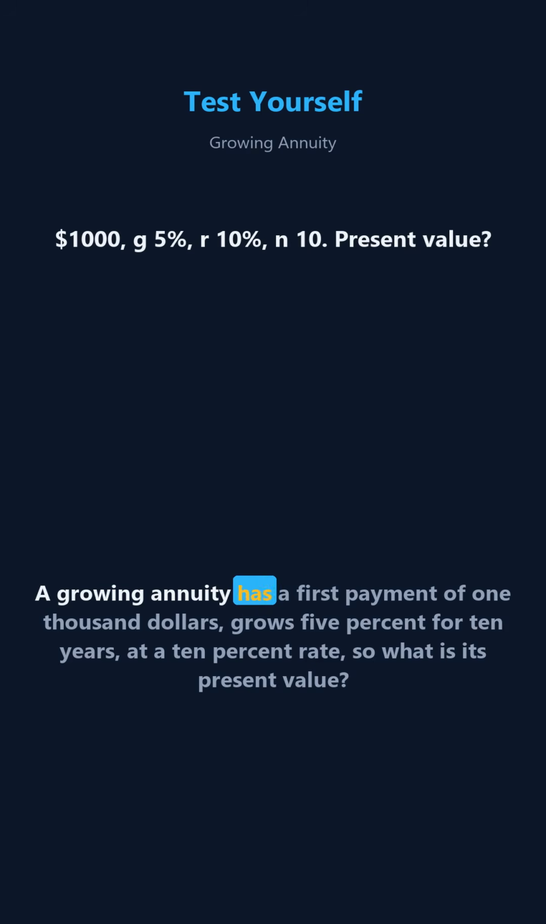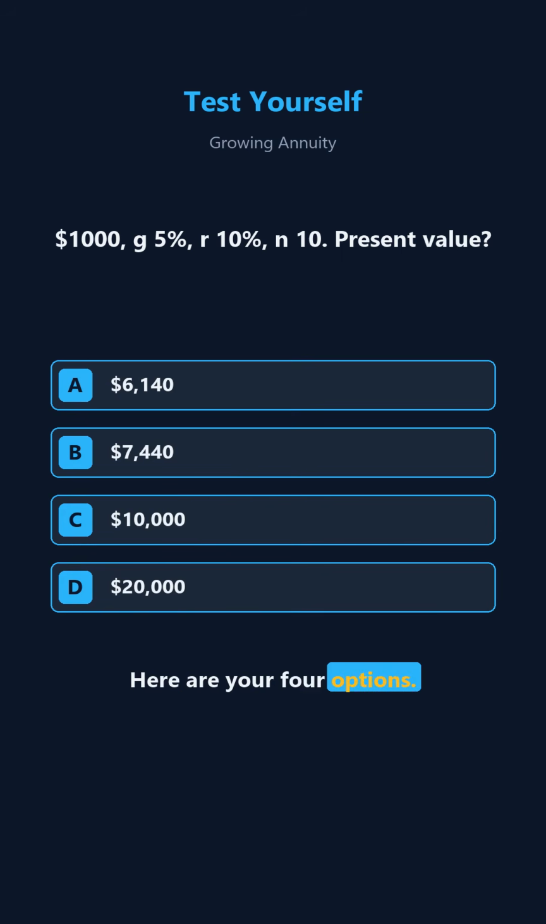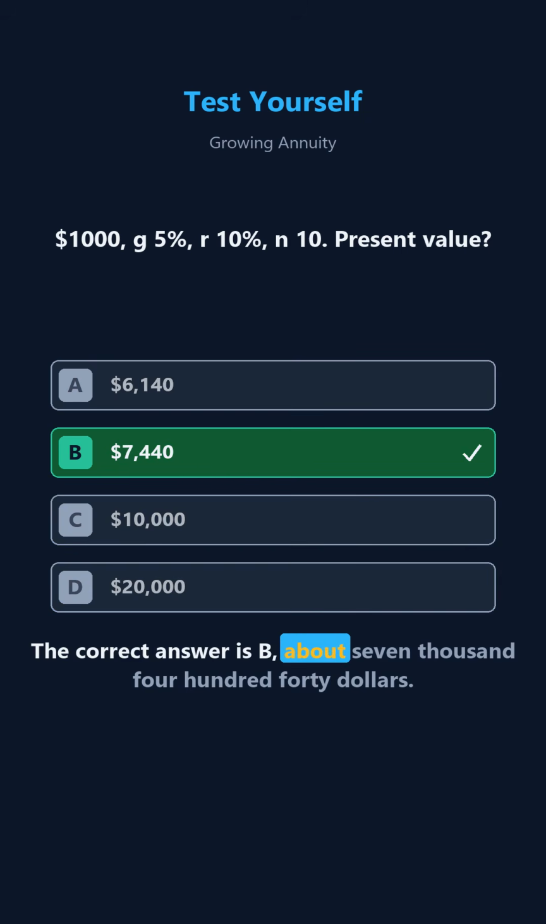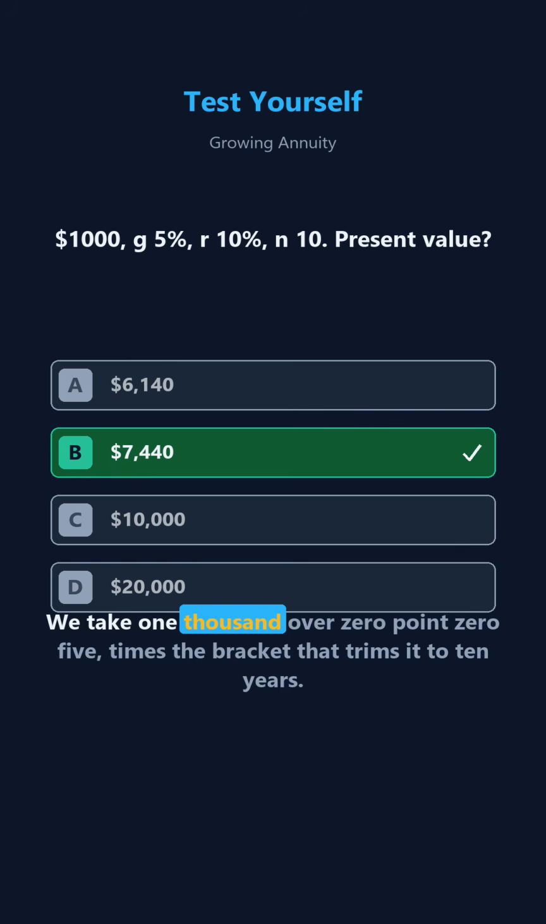A growing annuity has a first payment of $1,000, grows 5% for 10 years at a 10% rate, so what is its present value? Here are your 4 options. Pause the video and solve it now. The correct answer is B, about $7,440. We take 1,000 over 0.05 times the bracket that trims it to 10 years.